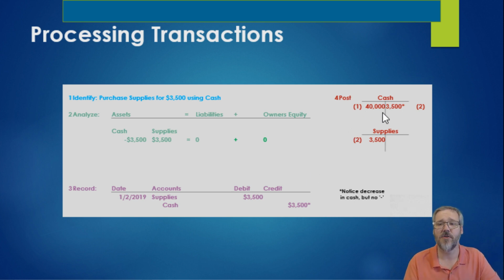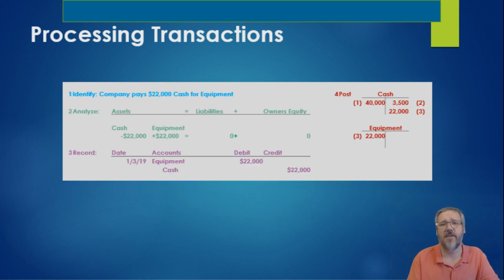Look up here at our posting. When we actually post this amount to our T account, we've got our debit entry of cash of $40,000. We now have a credit entry to cash of $3,500. So how much is left in the cash account as of this moment? We still have $40,000 worth of assets, but now instead of having $40,000 in cash, we have what, $36,500 in cash, with the remaining $3,500 of assets in supplies.